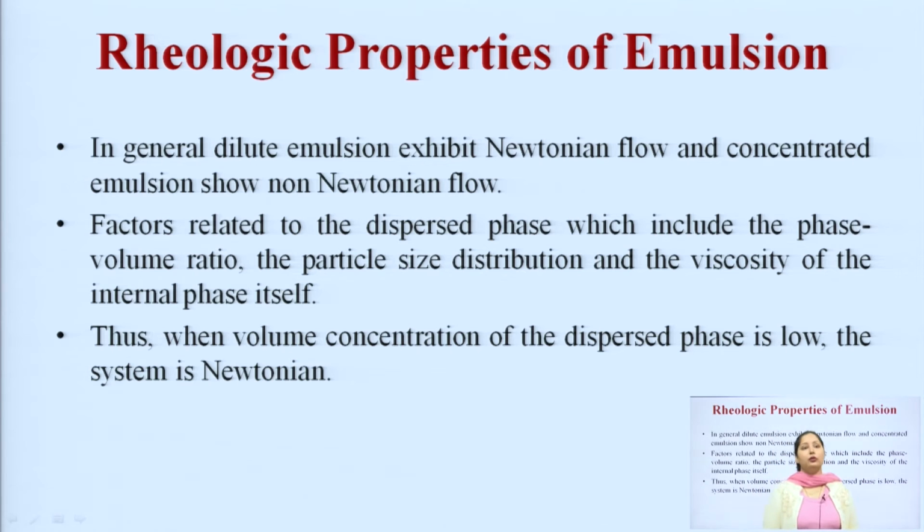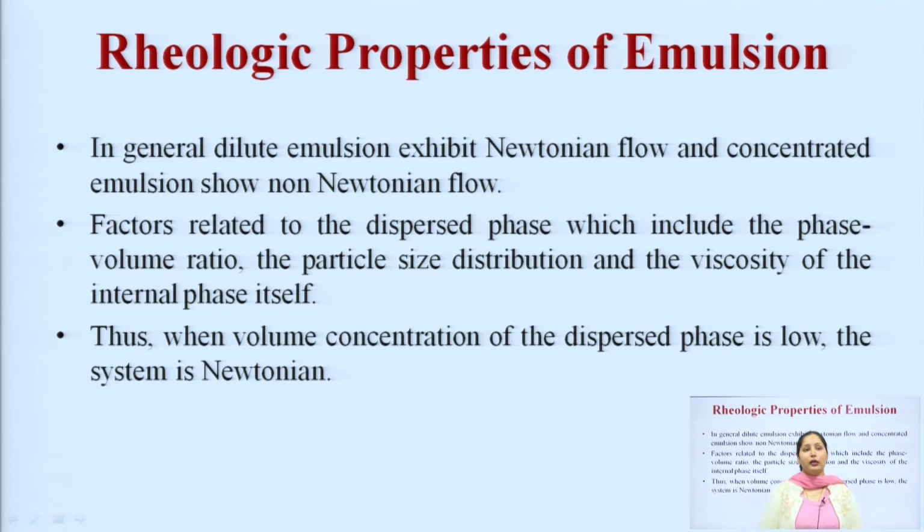In general, dilute emulsions exhibit Newtonian flow, and concentrated emulsions show non-Newtonian flow. So, in general, your dilute emulsions exhibit the Newtonian type of flow characteristics, and the concentrated emulsions exhibit a non-Newtonian type of flow.